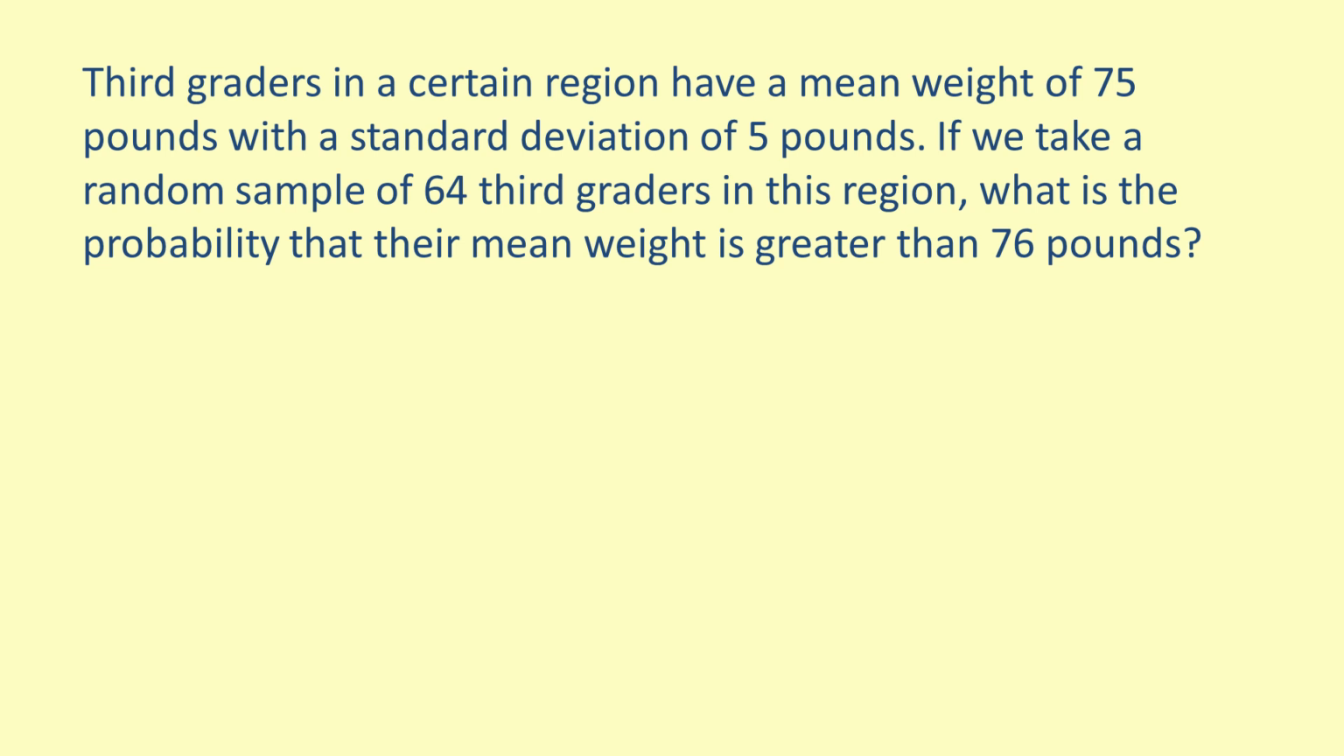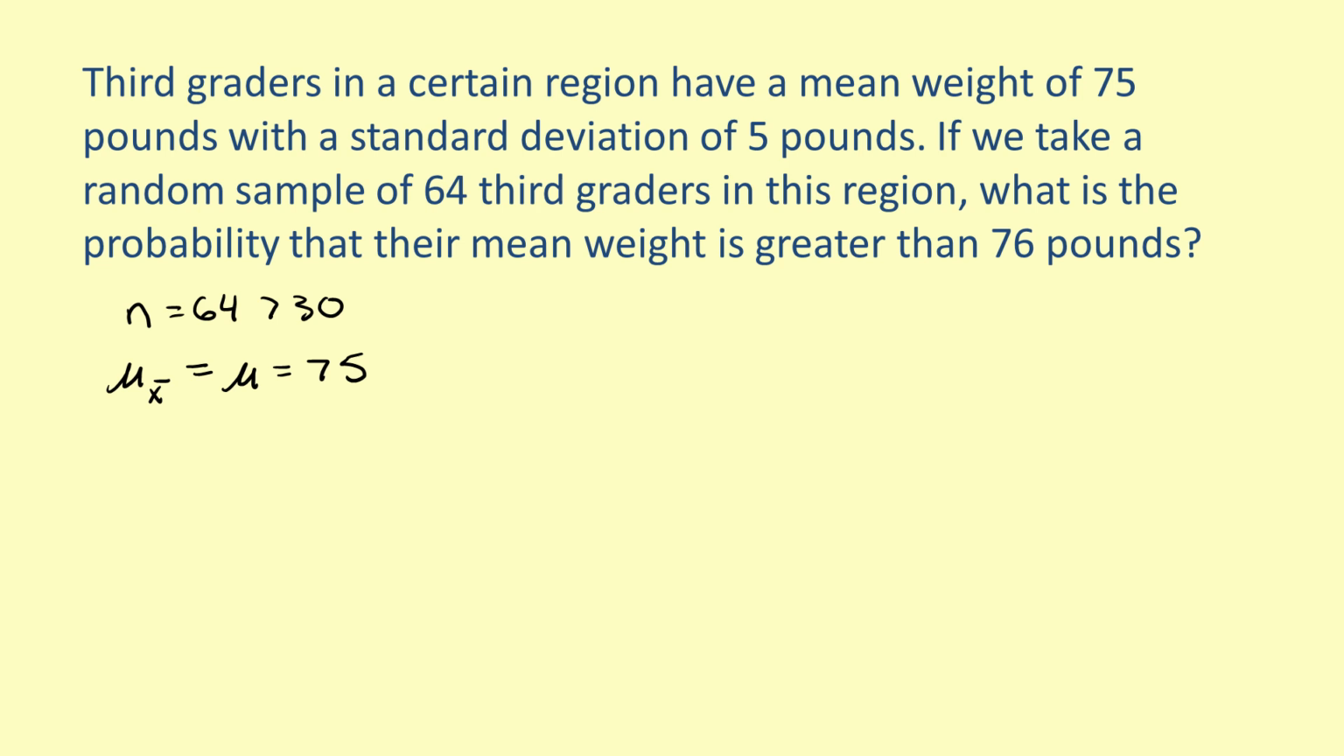In this problem, we don't have any information about the shape of the distribution of third graders' weights in this region. However, we have a sample size of 64. Since the sample size n of 64 is greater than 30, we can apply the central limit theorem, which tells us that the distribution of the sample means is approximately normal. The mean of the sampling distribution, mu sub x bar, is equal to the population mean mu, which is 75.